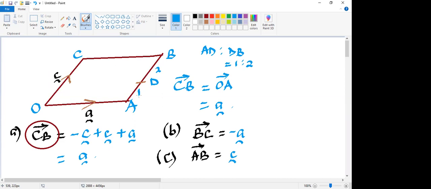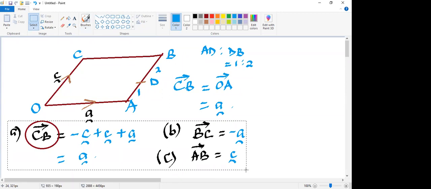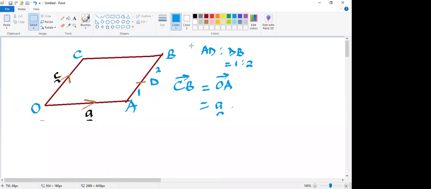Okay, can I now ask for the vector AD? What is the vector AD? Can I have someone to give me the vector AD?